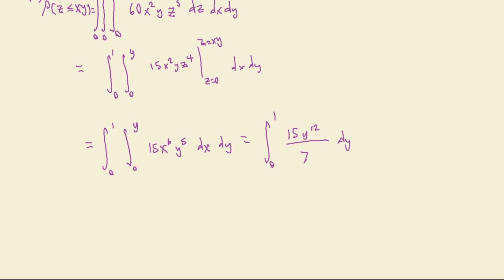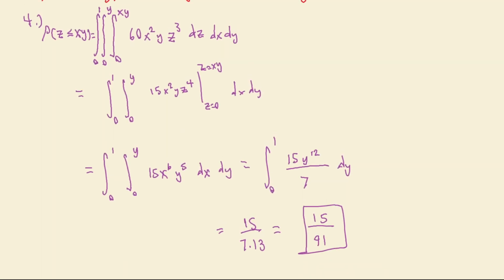And so if we integrate this with respect to y, we're going to get, let's see, 15, and then we're just going to have y to some power, but y is going to be evaluated at 1 and 0. When y is 0, it's going to go to 0. When y is 1, it's going to go to 1. So I'm just going to leave this off. This will be 15 over 7 times 13, and so that's going to reduce to 15 over 91. And so this is going to be our total probability of z, the random variable z, being less than or equal to the product of the random variables x and y. And so this is how you would go about solving that problem there.